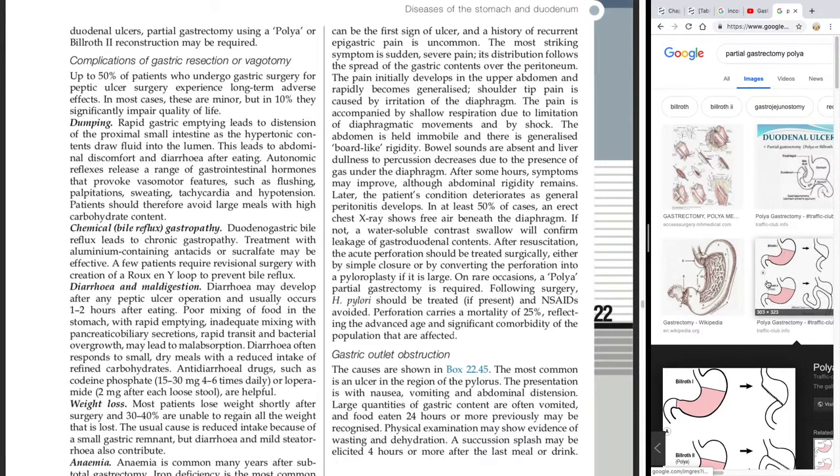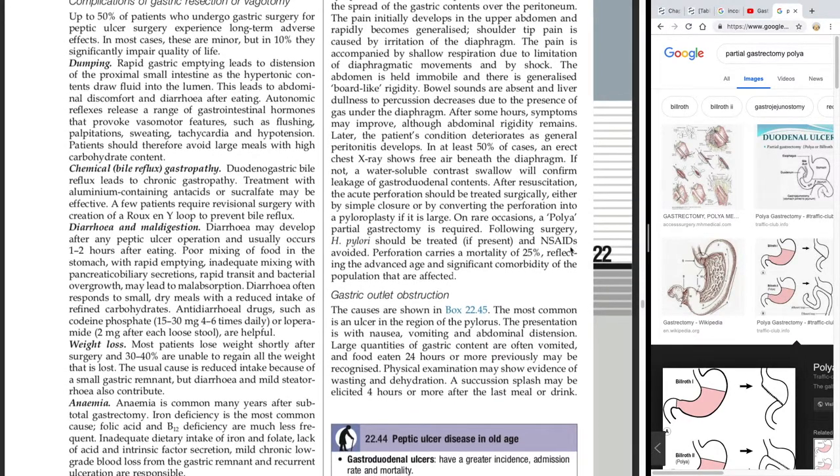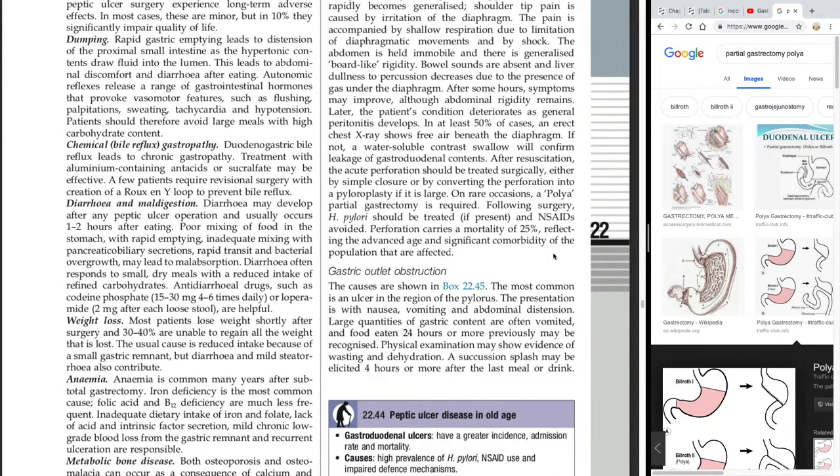I guess you just resect part of the stomach. Partial gastrectomy is required on rare occasions. Following surgery, H. pylori should be treated if present and non-steroidal anti-inflammatory drugs avoided. Perforation carries a mortality of 25%, reflecting the advanced age and significant comorbidity of the population that are affected.